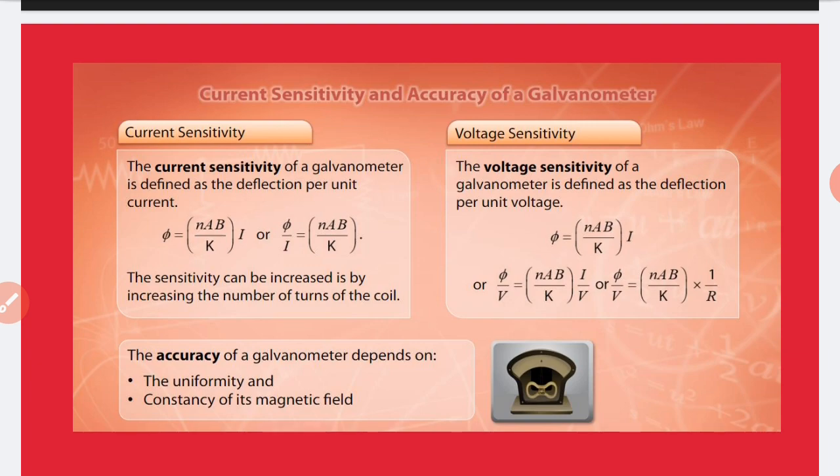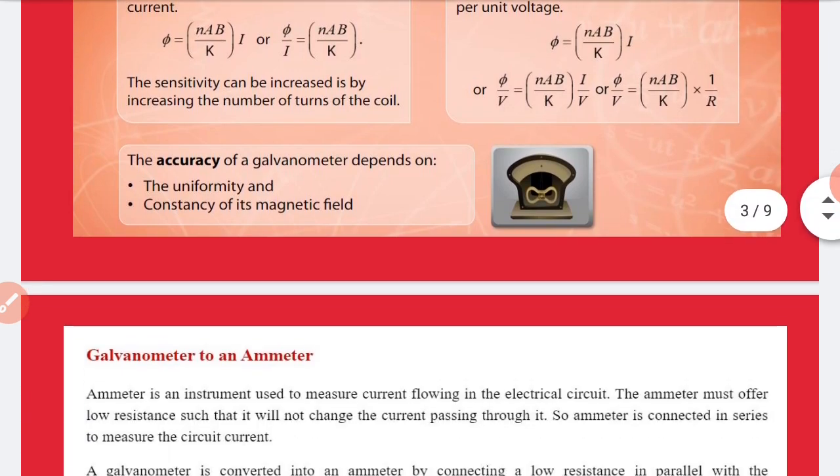The accuracy of a galvanometer depends on first, uniformity and second, constancy of its magnetic field. It depends on these two.